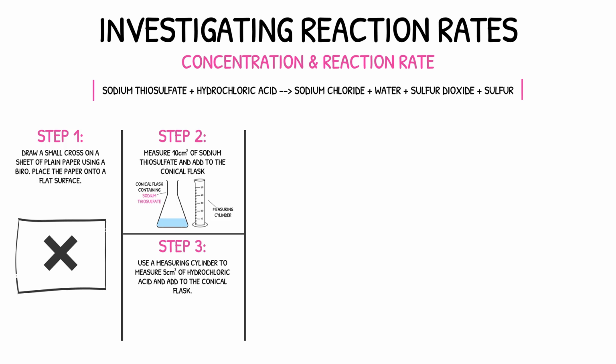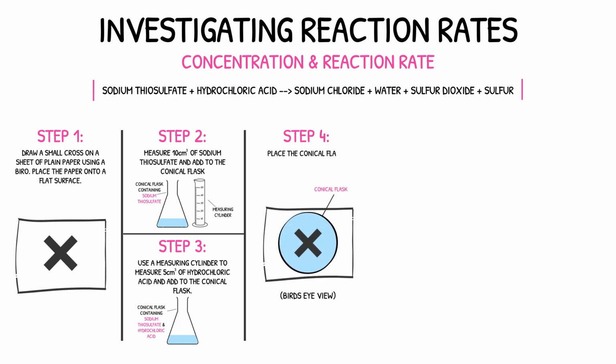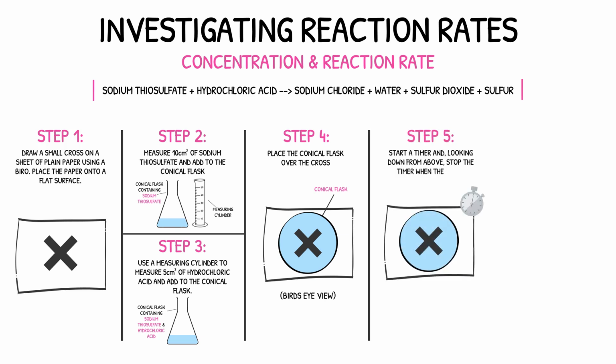The hydrochloric acid is added to the conical flask containing the sodium thiosulfate and immediately swirled to mix its contents. The conical flask is then placed onto the X you drew earlier. Start a stop clock and look down through the reaction mixture. As the reaction progresses and the products are formed, the contents of the flask will begin to turn cloudy. Continue to look down through the reaction mixture until the cross can no longer be seen.